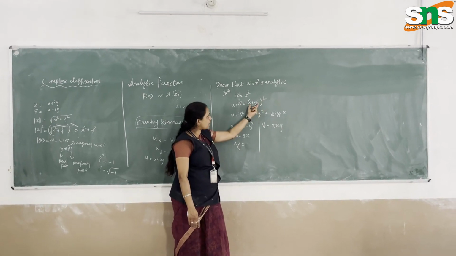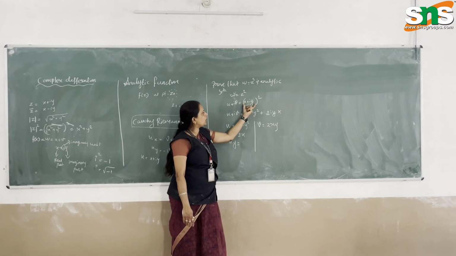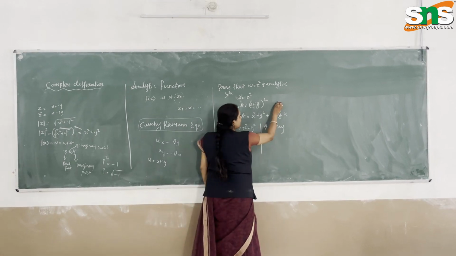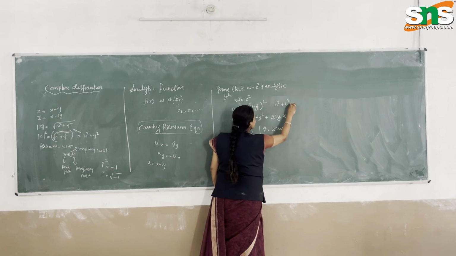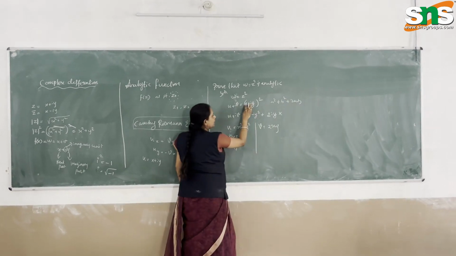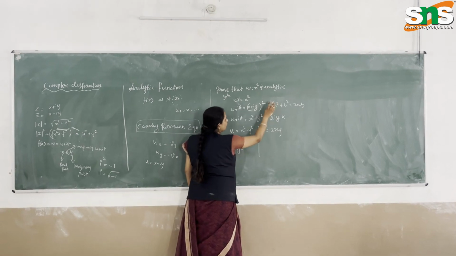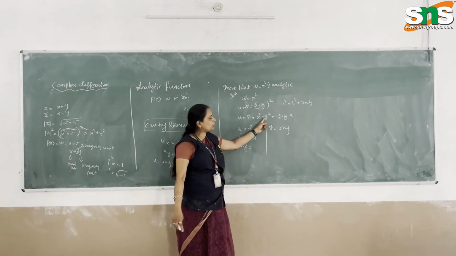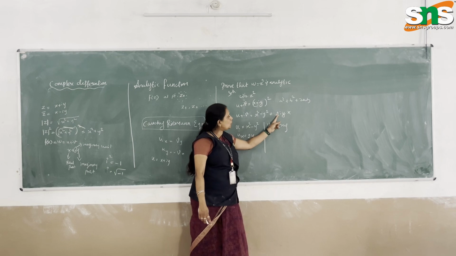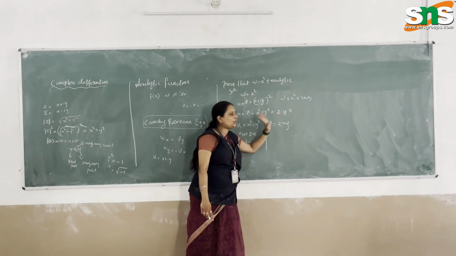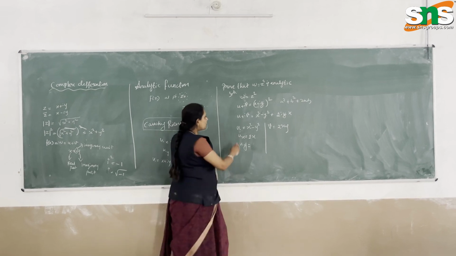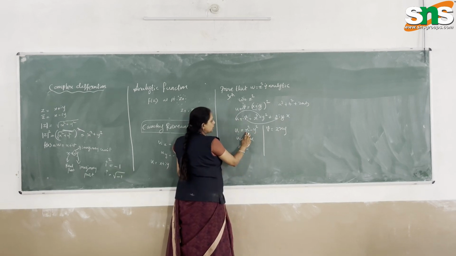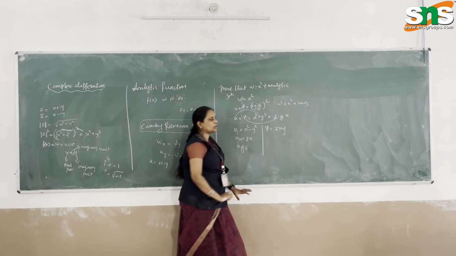Then we have to expand this x plus iy the whole square using the a plus b whole square formula, that is a square plus b square plus 2ab. So here we have x square, then y square, and i square is nothing but minus 1. So here we put minus y square plus 2xy into i. Then we have to split this into the real part and the imaginary part. So u equal to x square minus y square, then v equal to 2xy.